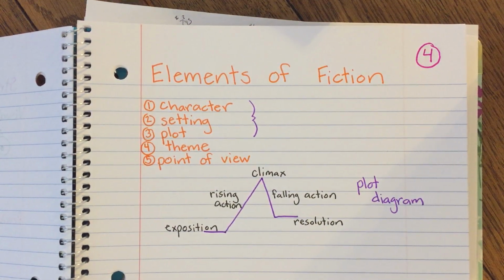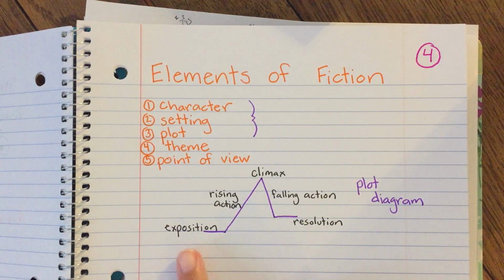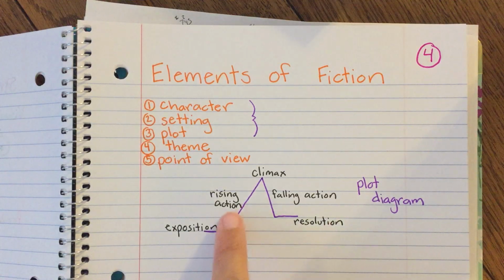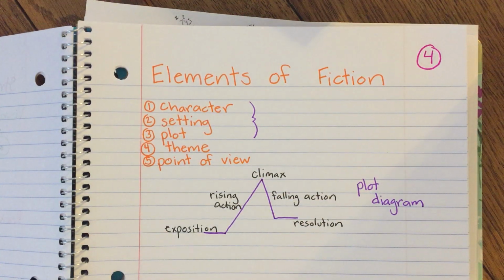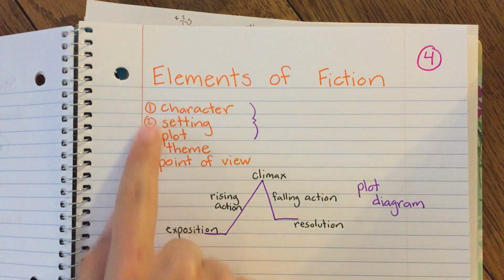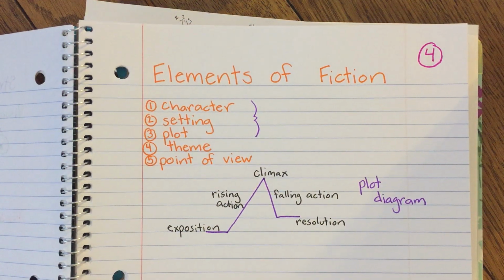Okay, so we're gonna continue our Elements of Fiction notes. So when we had left off, we had just finished drawing our plot diagram. And now we're gonna go through and discuss what each of those 5 parts of the plot diagram are, and how they're then connected up here with the elements of fiction.